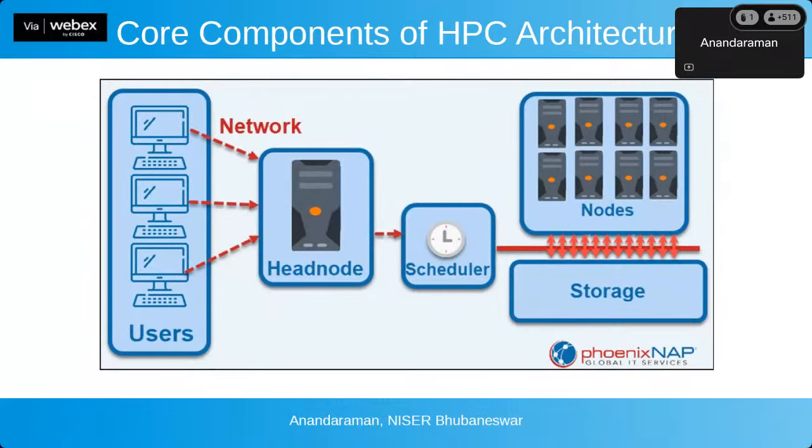So what are the core components of HPC? It is compute, network, storage, and on top of it the scheduler. There are multiple users. They will log into the head node and submit the job to the scheduler, and the scheduler will allocate the nodes and storage.